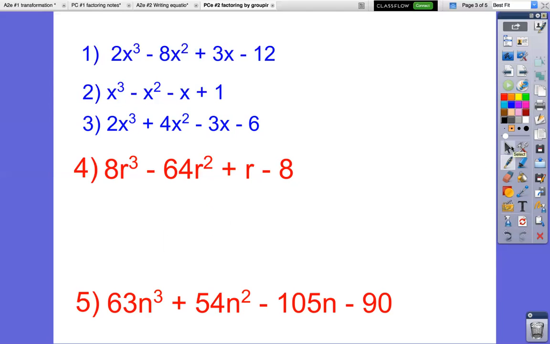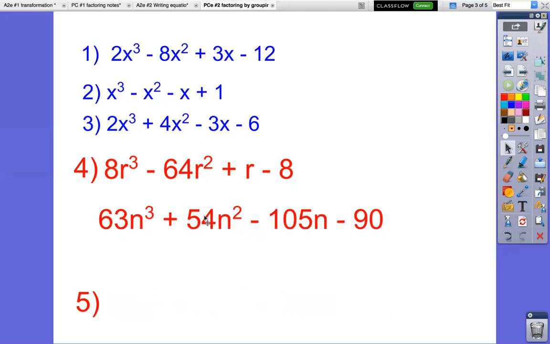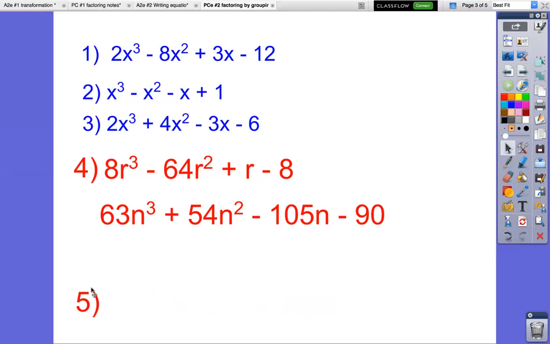So last one, number 5, what's the first rule of factoring again? GCF pulled out. So what's the greatest common factor that I have in all 4 terms? 3. It is a 3. Now some people would say 9, but 9 doesn't go in here. 3 goes into all of these. So you always have to account for the greatest common factor.